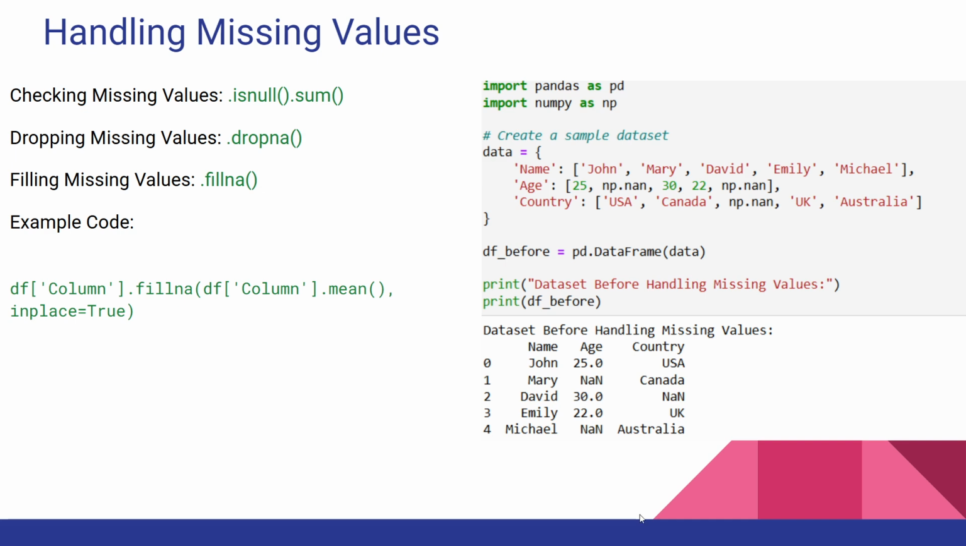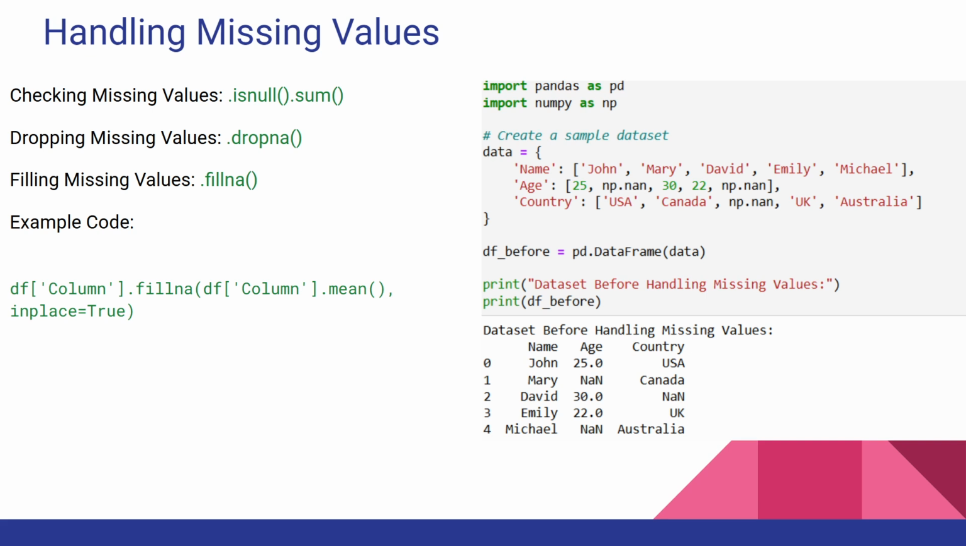Now, on your data frame, if you call dot isnull, and then you call sum on top of that, this will give you the set of variables which are missing.